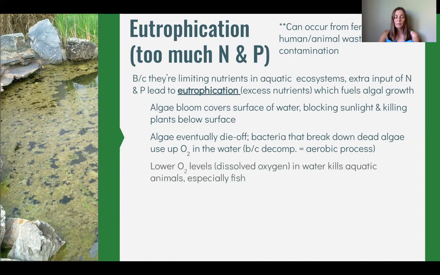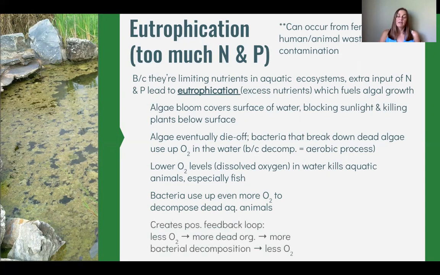Once that oxygen level in the water is used up, that's going to kill our aquatic animals, especially fish, things that depend on there being certain levels of dissolved oxygen in the water in order for them to extract oxygen from the water using their gills. Now we have dead animals, we have even more decomposition, we're going to use up even more oxygen. And we get this positive feedback loop. Less oxygen means more dead organisms, which means more bacterial decomposition, which means less oxygen.